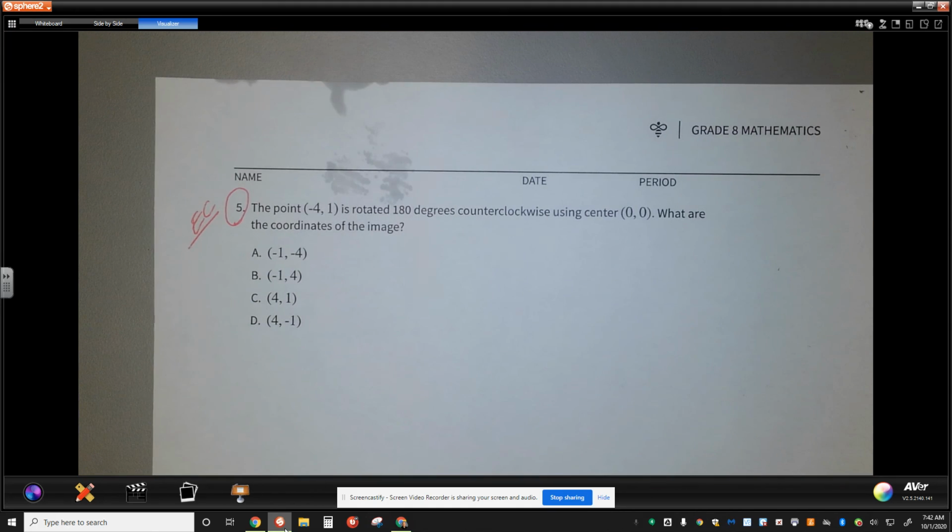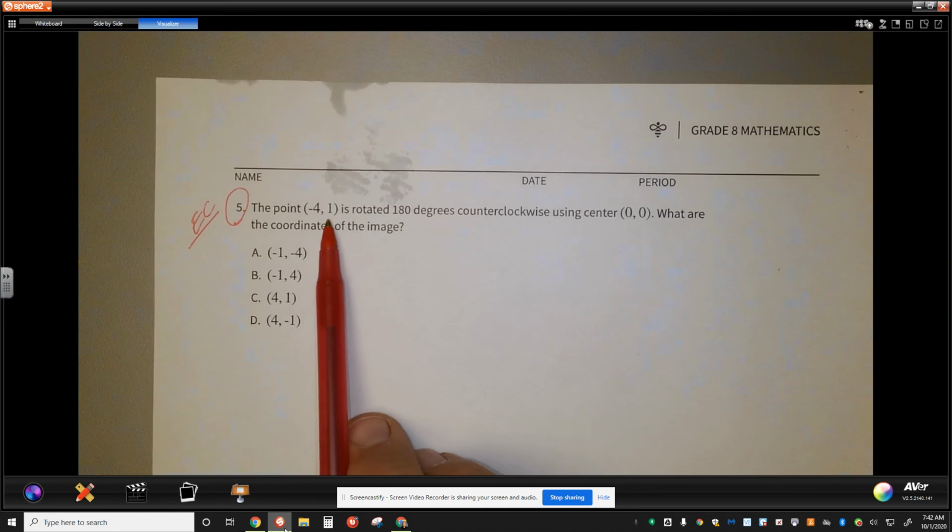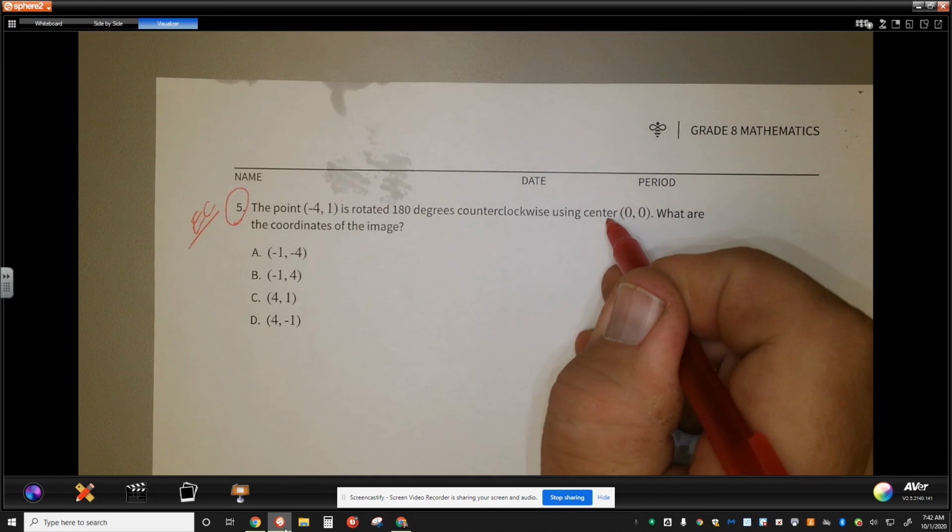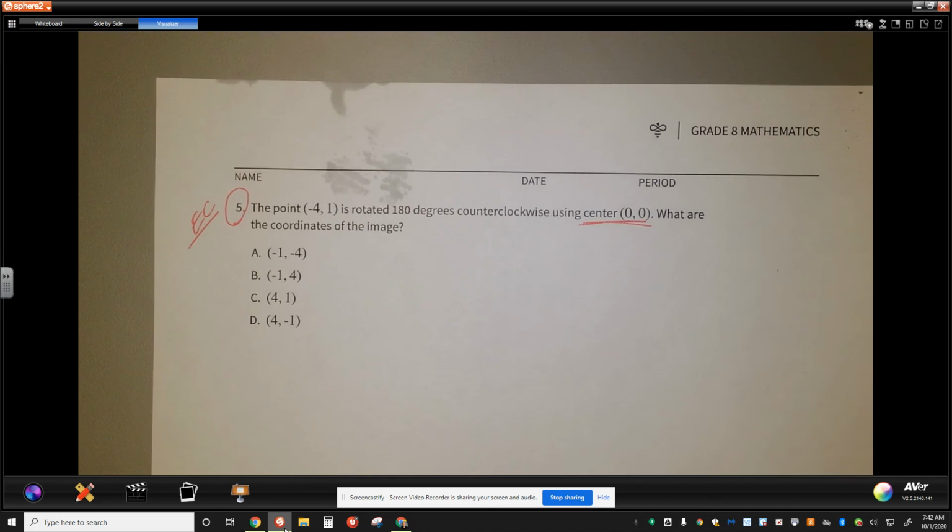For this problem number 5, I'm going to make this one extra credit. I'm not going to talk a whole lot about this one, but I really want you to see what the coordinates of the image are, and I want you to see what happens to a single point on a coordinate plane when it's rotated around the center (0, 0). What happens to the ordered pairs?